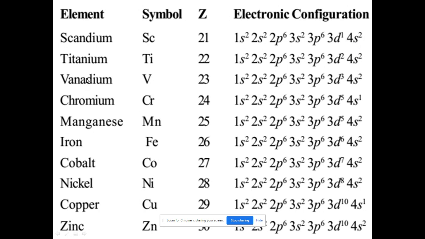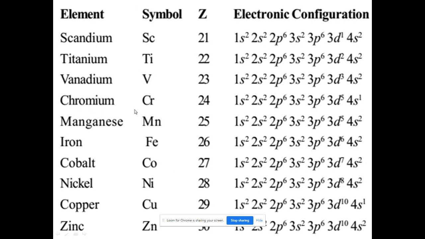We can write the electronic configuration of 3d series elements simply. Each electron will be filled in the next orbital, according to the energy level of the orbitals. The next element of the 3d series is vanadium, symbol V, atomic number 23. Electronic configuration is 1s2, 2s2, 2p6, 3s2, 3p6, 3d3, 4s2.